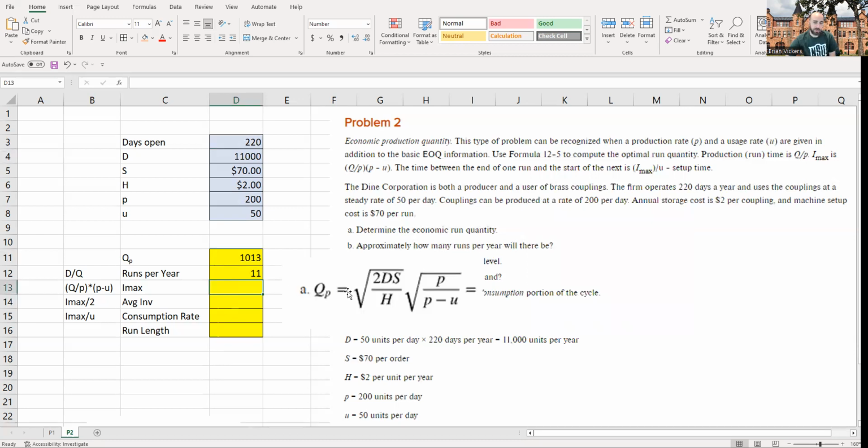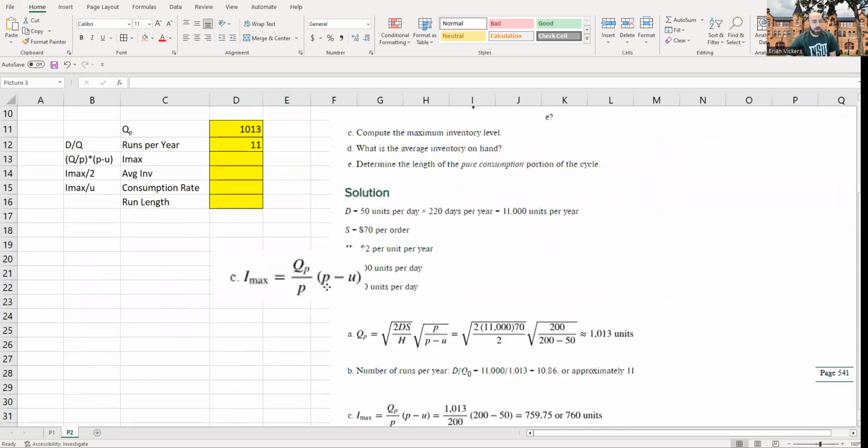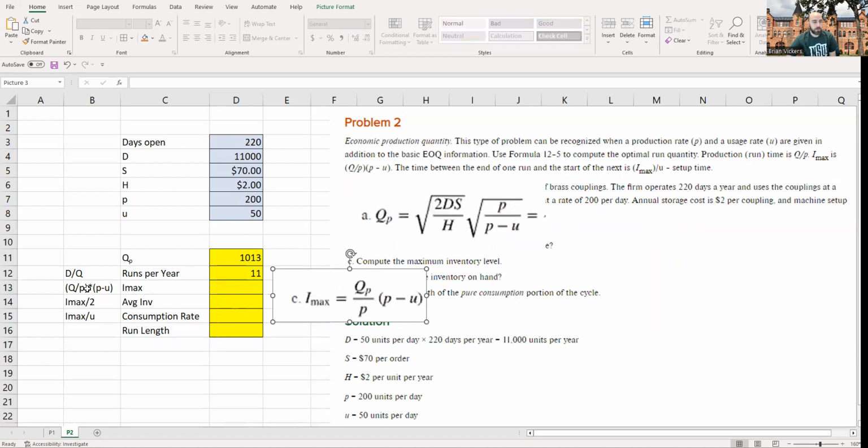All right. So IMAX. IMAX is not the large movie theater in this case. Instead, it is your maximum inventory that you're going to have on hand. So we're going to find that, and the IMAX is equal to Q over P times P minus U. So Q of production is this 1013 that we found. That number divided by production per day, so 200. Not demand. Production units per day. How many we produce a day? And then we're going to have that number times P minus U. P minus U was 150.